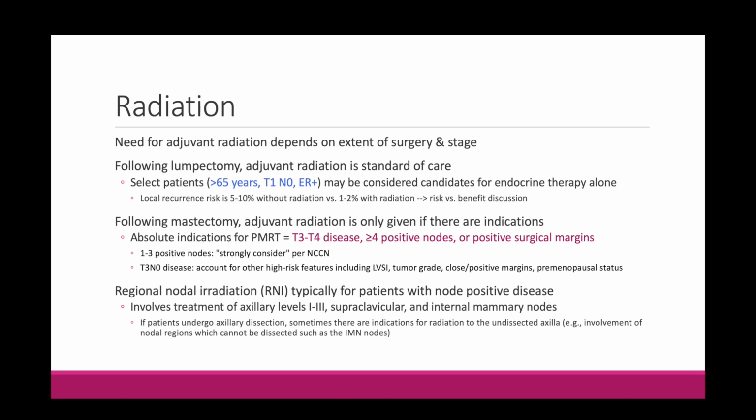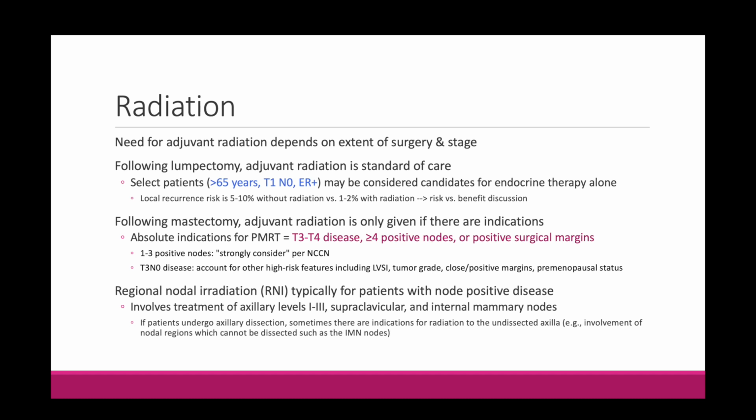And the need for adjuvant radiation really depends on what kind of surgery they had and what the stage of the cancer was. So following lumpectomy, adjuvant radiation is the standard of care. And in future talks, we will go over more of the evidence base for this. But a long time ago, there was a study that compared mastectomy to lumpectomy plus radiation. And they realized that if you do lumpectomy alone, the risk of the cancer coming back is higher. But if you do lumpectomy plus radiation, then it's the same as if they got a mastectomy. So that is why for most patients after a lumpectomy, they always get adjuvant radiation.